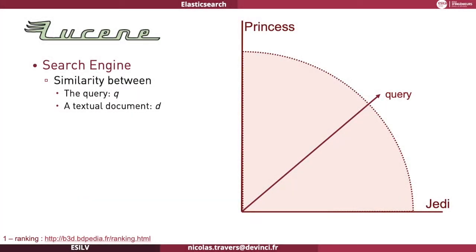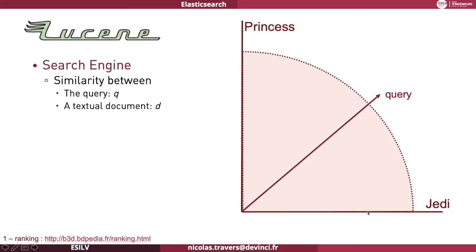But before starting with the DSL of Elasticsearch, I wish to introduce the way search engines are working. We need to provide a similarity between the query and any document inside the search engine. For this, we need to use an orthonormal basis, and this orthonormal basis is made of vectors. Imagine that you have a vector for each word, so it's a multi-dimensional orthonormal space.